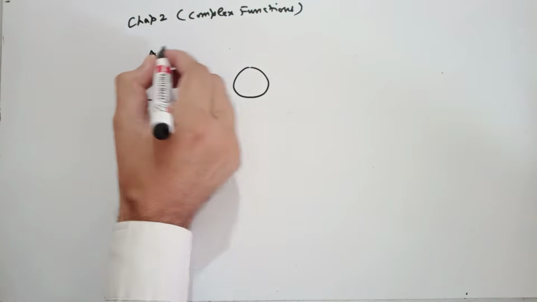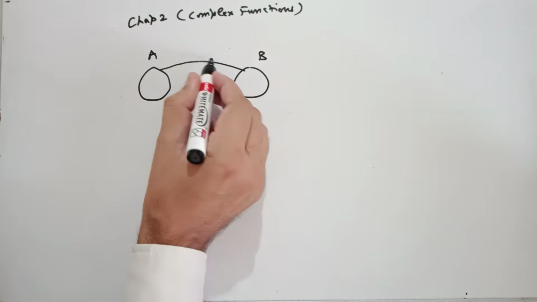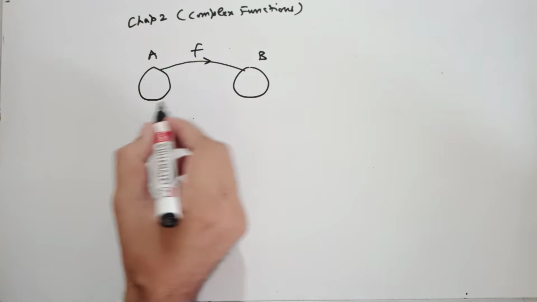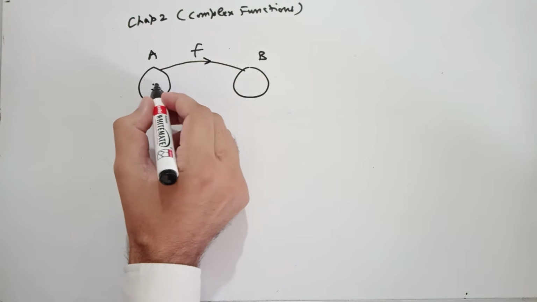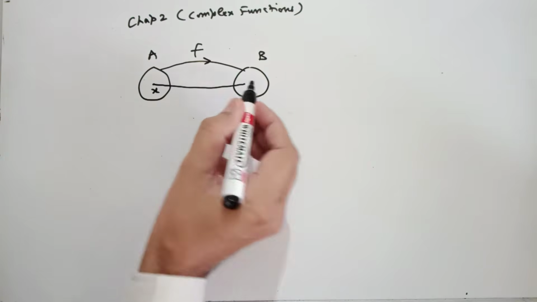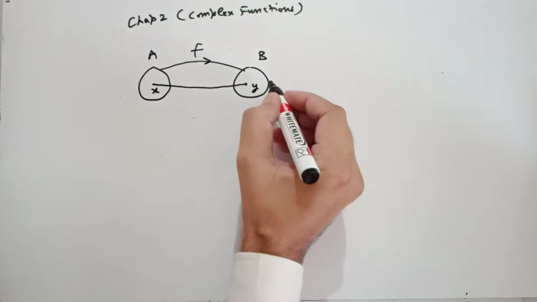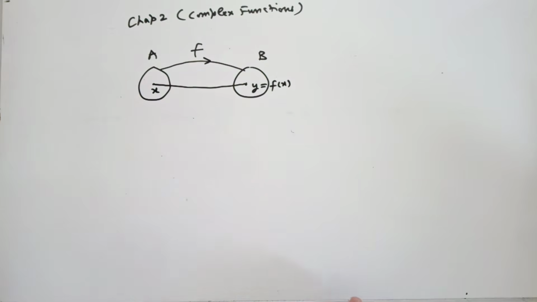From a set A to a set B. f is a function from A to B if it assigns to each value x in A a unique value y in B, that we denote by f(x), the value of f at x. So this is the definition you are already familiar with for a real function.